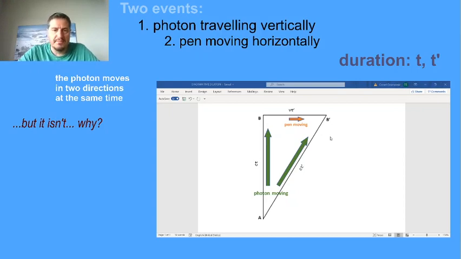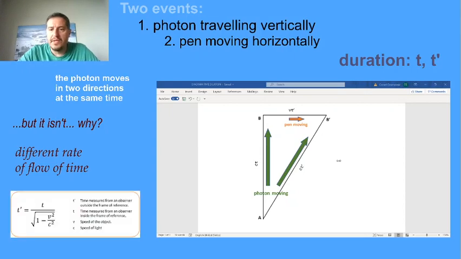And now the only explanation for this phenomenon would be that when the pen translates horizontally, the photon is experiencing a different rate of flow of time along this direction. Okay? Now, the time dilation formula represents the relationship between the two speeds of flow of time, and this is what I would like you to try and derive.